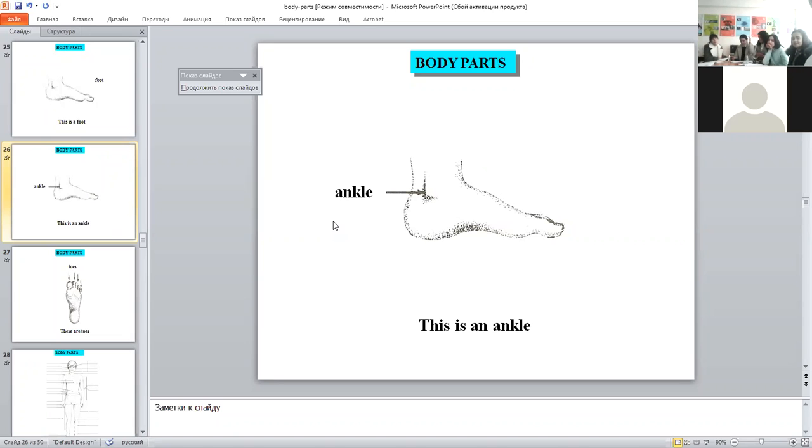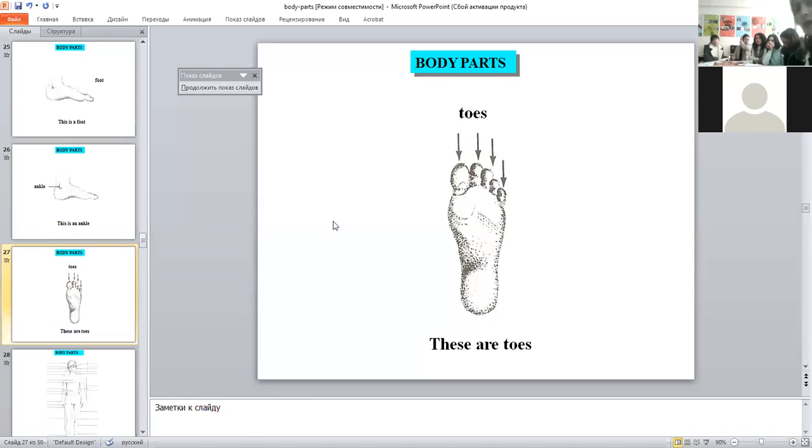This is an ankle. Okay, next one is, how do we pronounce this word? Toes. Okay, these ones are called fingers. And those ones on your foot are called toes. Yeah, there is a difference between their names. We don't call these ones toes. We call these ones fingers. But those ones on our foot, they are toes. These are toes.